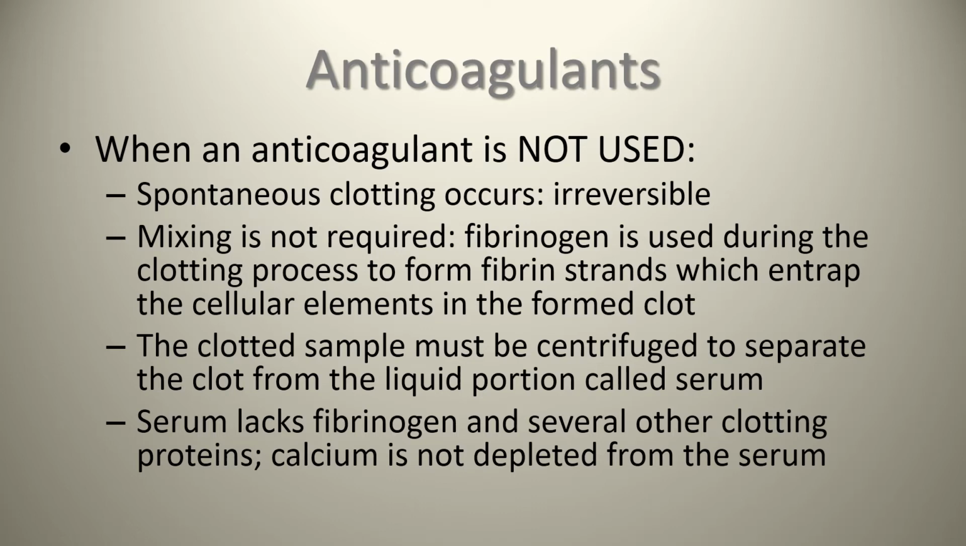So when an anticoagulant is not used, spontaneous clotting occurs, and this is also irreversible. Mixing is not required for this. Fibrinogen is used up during the clotting process to form fibrin strands, which will entrap the cellular elements in the formed clot. The clotted sample must be centrifuged to separate the clot from the liquid portion called the serum, and also the other packed red cells. Serum lacks fibrinogen and several other clotting proteins, and calcium is not depleted from the serum.